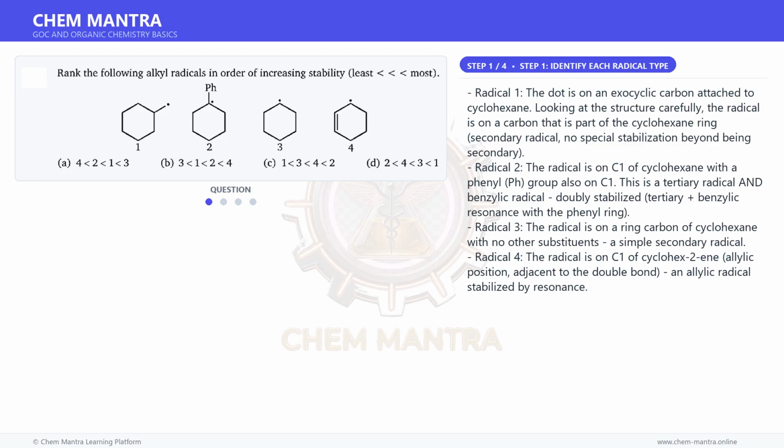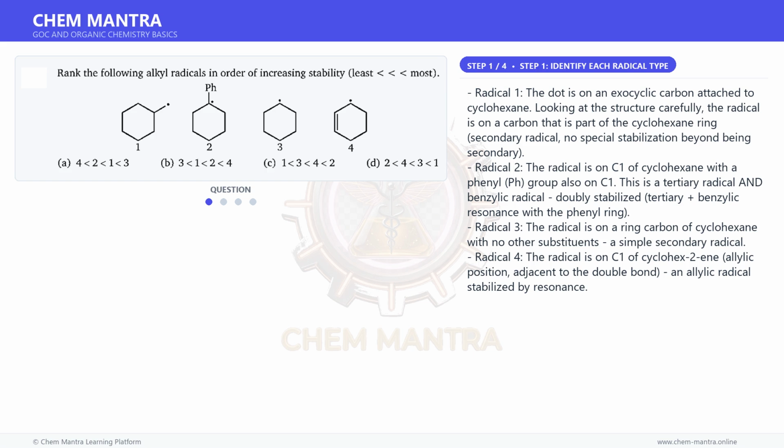Radical 1, the dot is on an exocyclic carbon attached to cyclohexane. Looking at the structure carefully, the radical is on a carbon that is part of the cyclohexane ring, a secondary radical, with no special stabilization beyond being secondary.